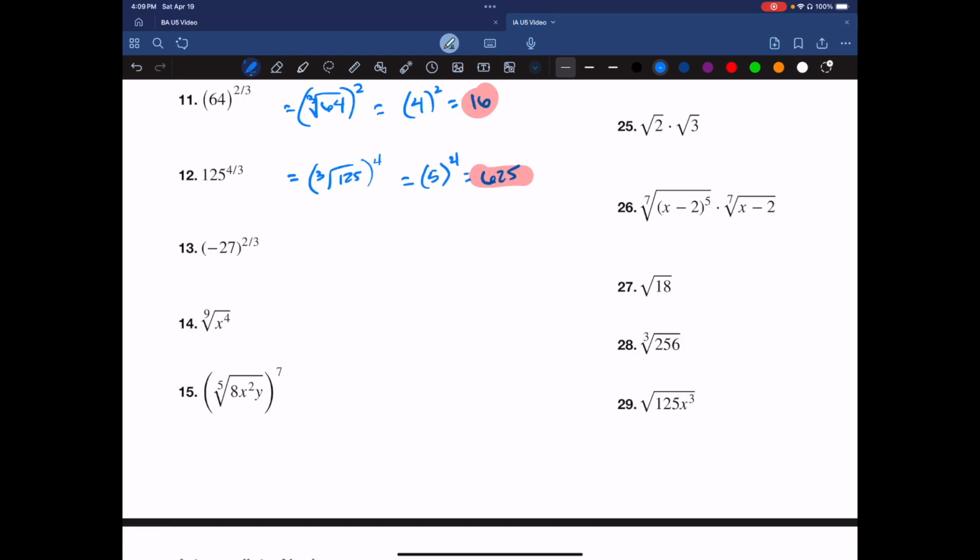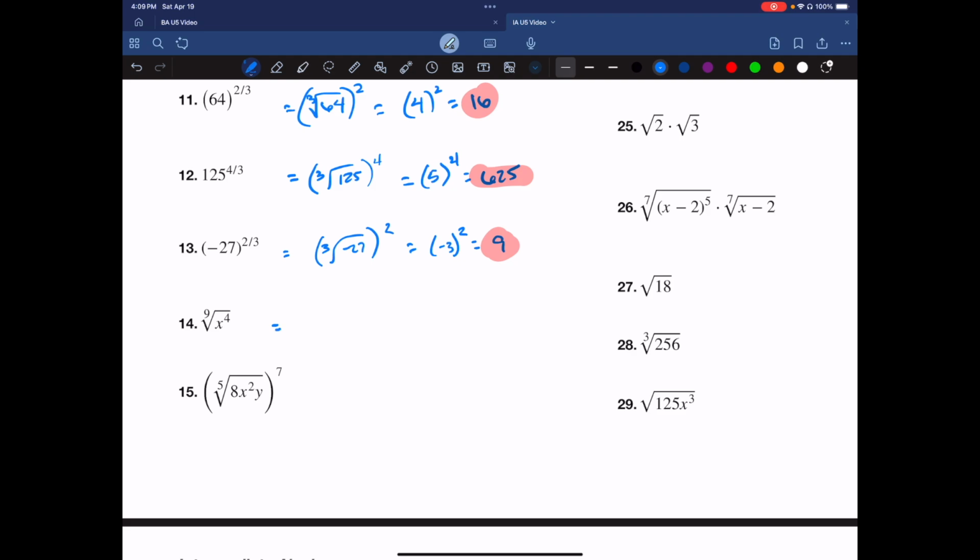On 13, you can do this where you're doing the exact same thing. The cube root of negative 27, and that's going to be squared. The cube root of negative 27 is negative 3, and if you square it, you get 9. On 14 and 15, you're doing the exact same thing, but there's no solving. There's no finished product or anything like that. You're just going to rewrite it in terms of fractional exponents.